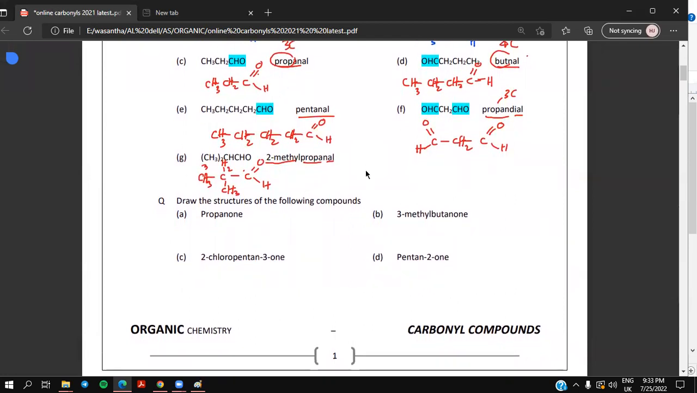Draw the structures of the following compounds. Propanone. Propanone means 3 carbon atoms. 1, 2, 3. If it is going to be a ketone, definitely in the middle we have to have a carbon double bond oxygen group. And in the corners we have CH3, CH3.